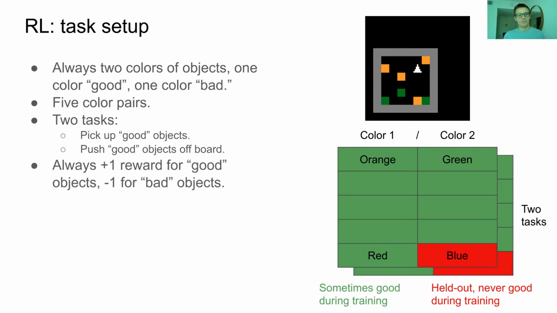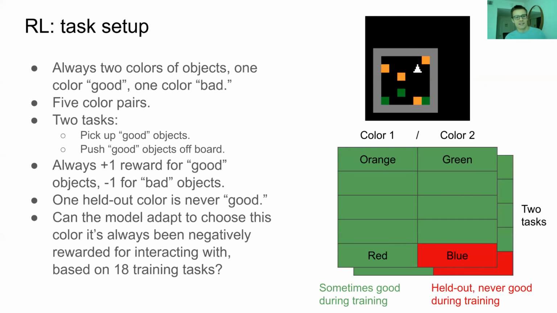Whichever task the agent is trying to perform, it's always going to get +1 reward for interacting with a good object and -1 reward for interacting with a bad object. So if orange is the good color and the agent picks up an orange object, it'll get +1. If orange is the good color and the agent picks up a green object, it'll get -1. And the trick is that I'm going to hold out one color that's never good. During the course of the agent's training, the blue objects always give negative reward if it interacts with them. So the red objects are always good, the blue objects are always bad. For every other color, it switches back and forth which one is good and which one is bad.